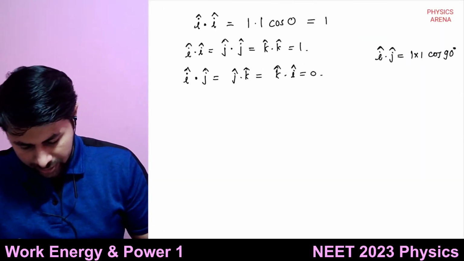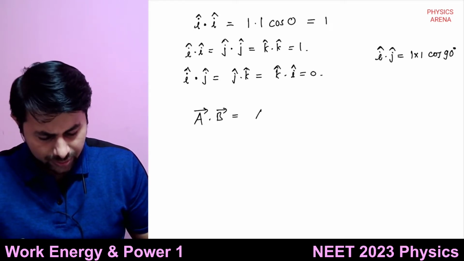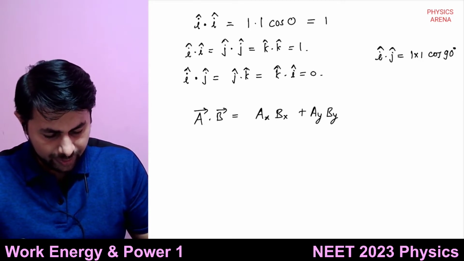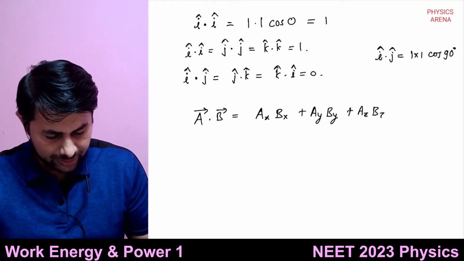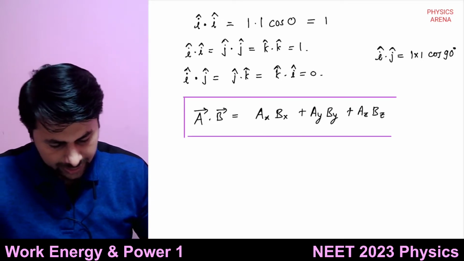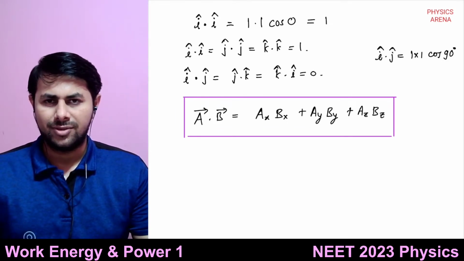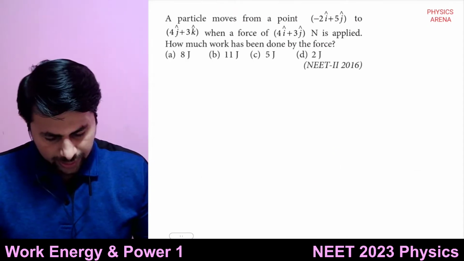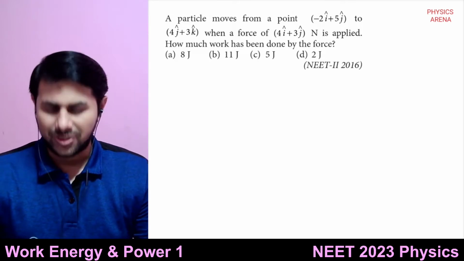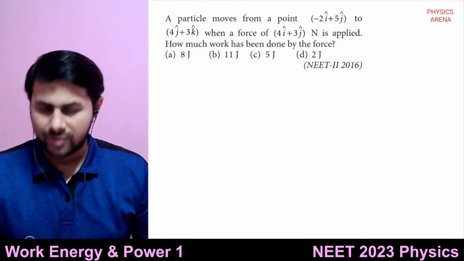So what is a bar dot b bar? It's equal to ax bx plus ay by plus az bz. So if two vectors are given in component form, then the relation for the dot product is this one. So you got this? Yes, no? Let us see some problems based upon this topic. Whatever we have discussed, let's see some problems based upon this.